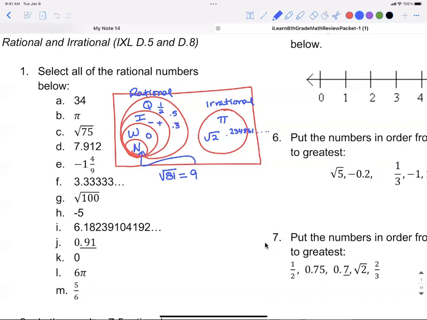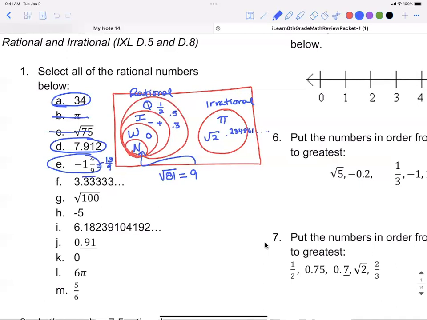So thinking of that and looking at this list, you've got 34. That's a natural number. So yes, that is rational. Pi is not rational. We know that it's in the irrational side. The square root of 75, it's not perfect. That means it's irrational. 7.912, it stops. Any decimal that stops is rational. -1 4/9, well, that can be written -13/9, and anything that can be expressed as a fraction is rational, and so that one would be rational.